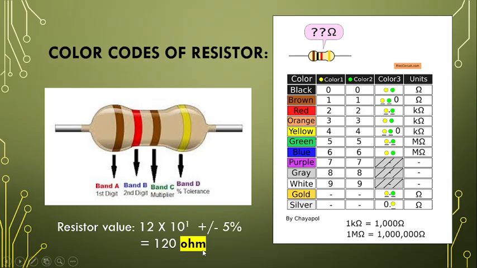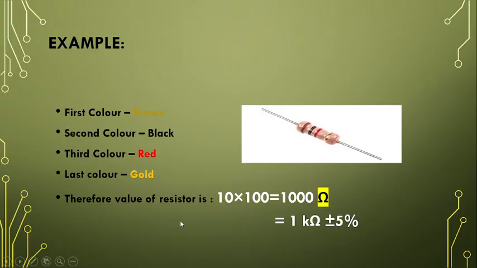Always keep in mind the unit of the value of resistance is ohm. Then this is a second example, a brown, black, red, gold color resistor. Brown is again 1, black is 0, into 10 raised to power 2, that is 100, equals 1000 ohm. The unit is ohm. Afterward you can convert it into either form, that is 1 kilo ohm plus minus 5%.